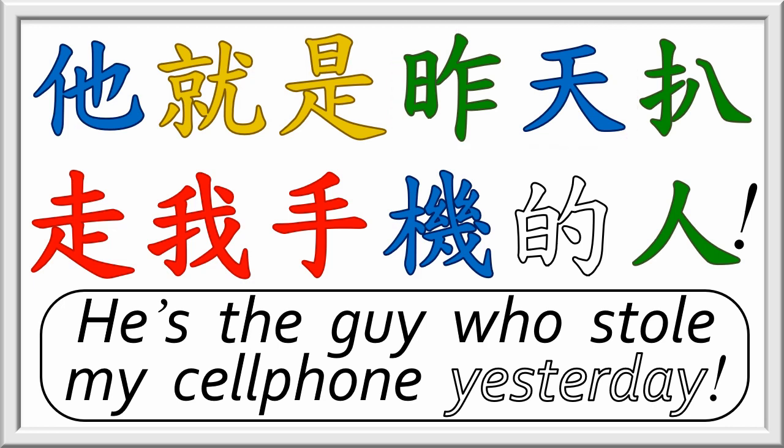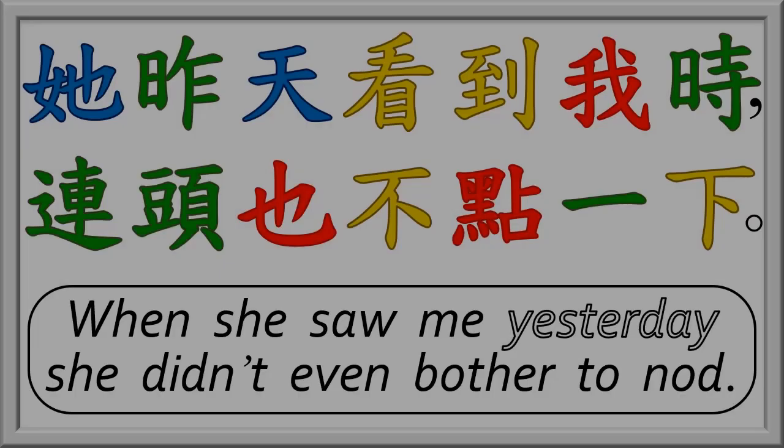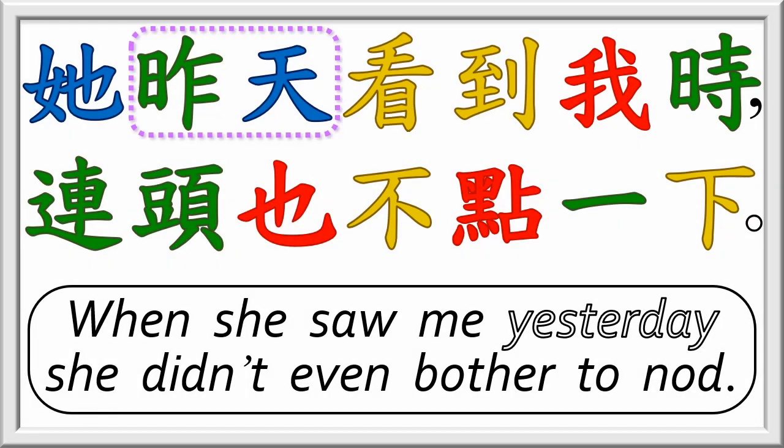Here are two examples. 他就是昨天偷走我手机的人。He's the guy who stole my cell phone yesterday. Remember that Chinese time expressions appear near the beginning of sentences due to the lack of tenses in the language. English generally places them at the end of the phrase. 他昨天看到我时，连头也不点一下。When she saw me yesterday, she didn't even bother to nod.